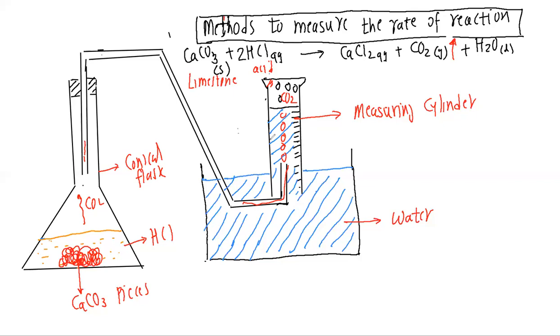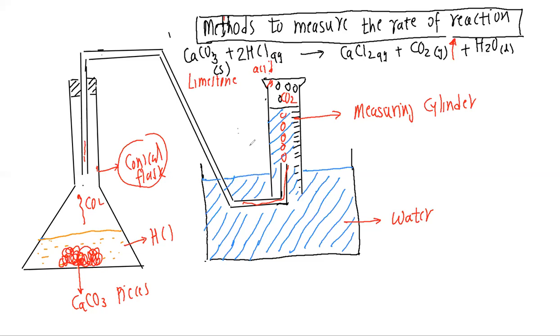Is this procedure clear? Let me repeat. We have taken a conical flask, and then we have taken HCl and calcium carbonate limestone pieces in it. We have connected it through the delivery tube to this measuring cylinder, which is immersed in the water. As the reaction proceeds, the CO2 will start getting produced, and we are collecting it in this measuring cylinder. This is basically the experimental setup. So what we are measuring, at various time intervals, is how much CO2 has been produced.